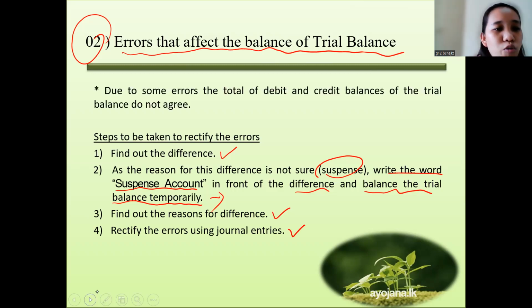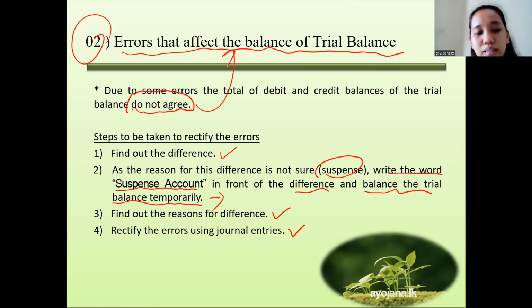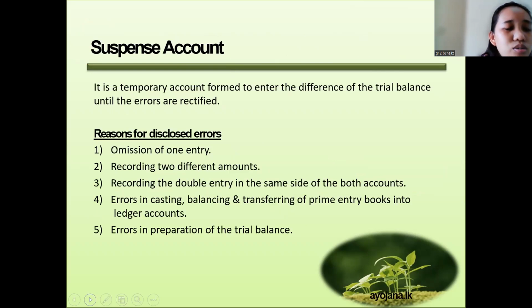Okay, so why does this happen? Due to some error, the total debit and total credit of the trial balance do not agree. So this is the meaning of error that affects the balance of the trial balance. Now we go to the next one. Suspense account, what's the meaning of suspense account? It is a temporary account, not permanent, formed to enter the difference of the trial balance until the errors are rectified, until we find out the problem that makes our trial balance not equal.